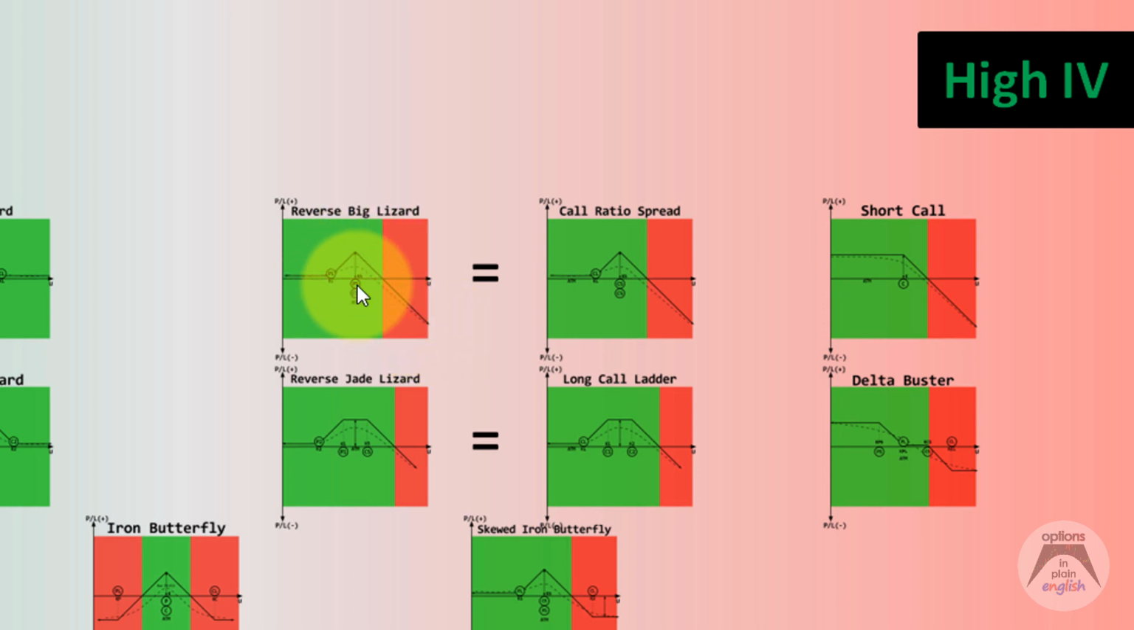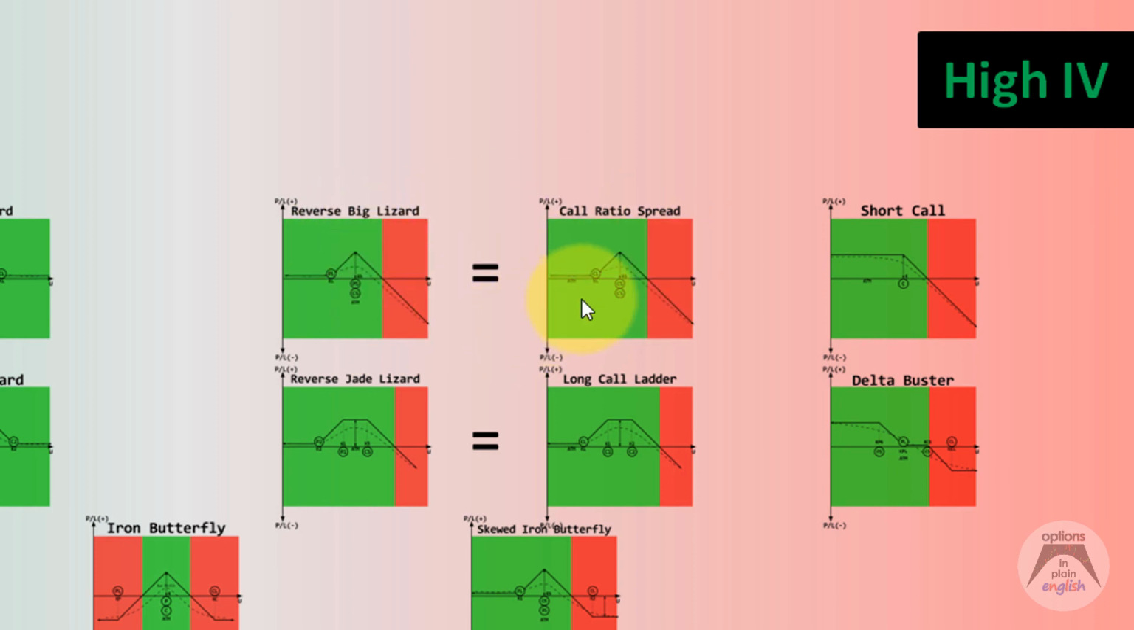This strategy is the opposite of a Big Lizard, but it's the exact same as a call ratio spread, where you have a long call and then you sell two short calls. The reason why these positions are synthetically equivalent is because here you have a short put, short call, and long put. So you have a short call and a short put spread. In this case, you have a short call and a long call spread. So a short put spread and a long call spread are synthetically equivalent positions. So you have the exact same position here.